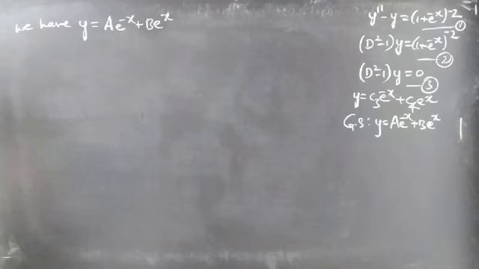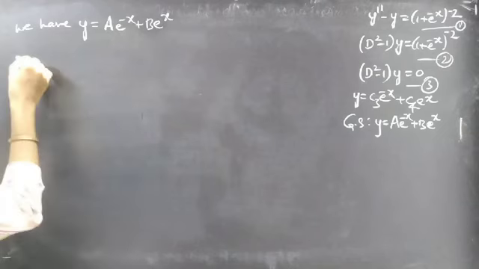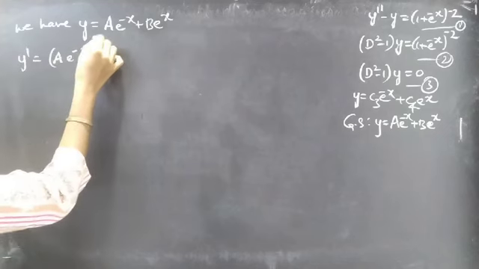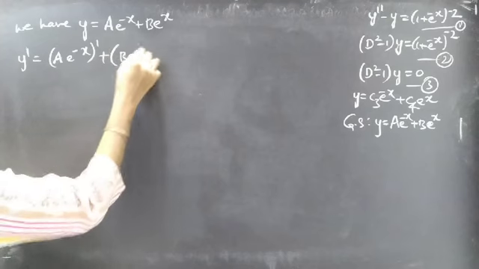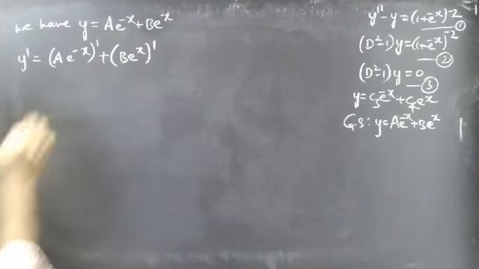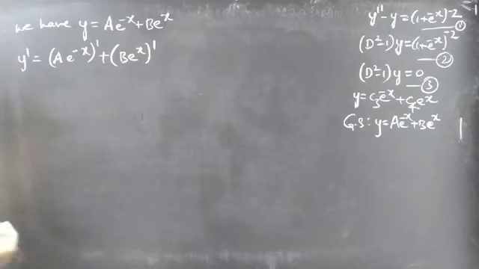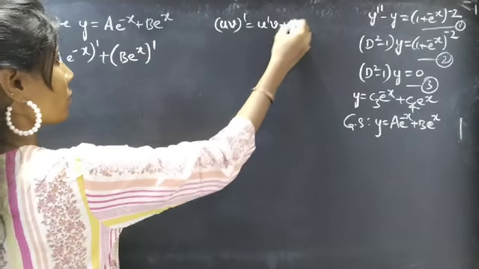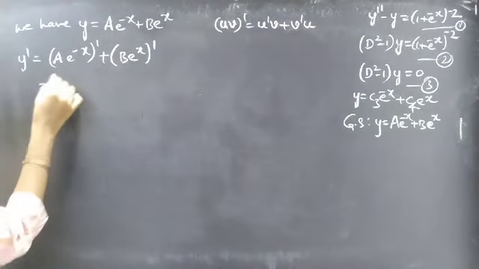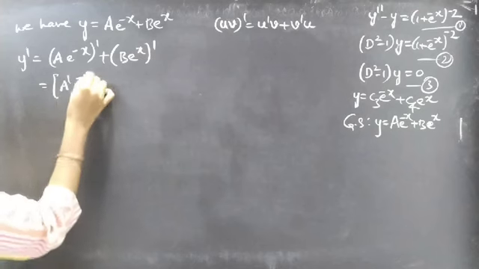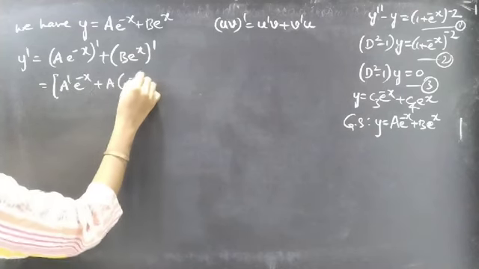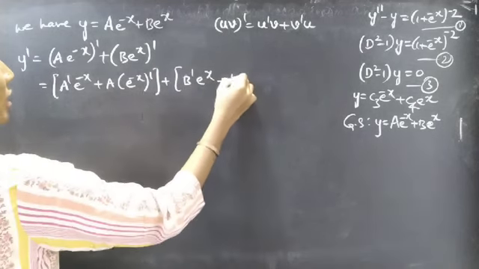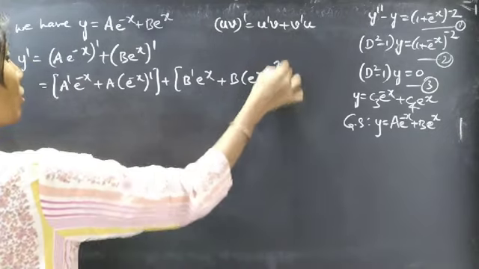We have y equal to a e power minus x plus b e power x. Let's find y dash. Y dash is given by a e power minus x whole dash plus b e power x whole dash. Here a and b are functions of x, so we can apply the u v whole dash formula, which is u dash v plus v dash u. This gives us a dash e power minus x plus a into e power minus x whole dash plus b dash e power x plus b into e power x whole dash.